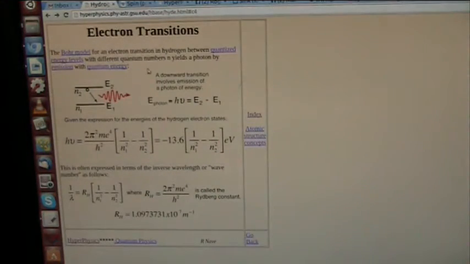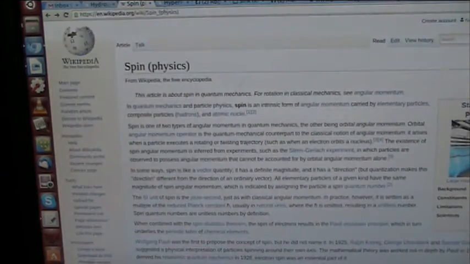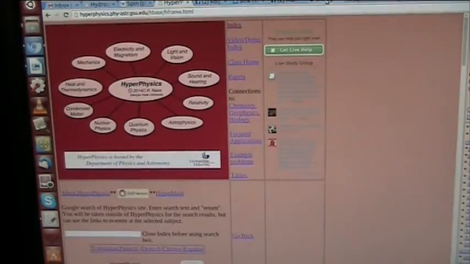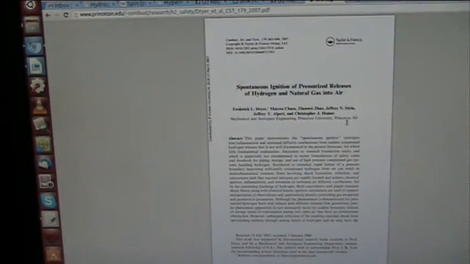All right, this is all about electron transitions in hydrogen, but oh boy, here it is. Here we go. This is the spontaneous ignition of pressurized releases of hydrogen and natural gas into air. Exactly what we're talking about. Now, this was written by Princeton. Well, it's Mechanical and Aerospace Engineering, Princeton University.